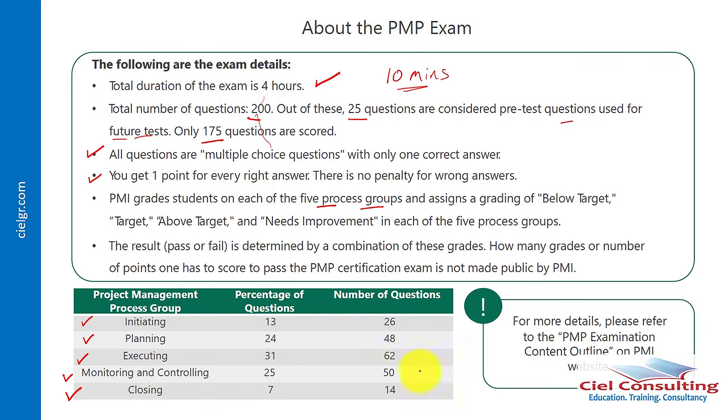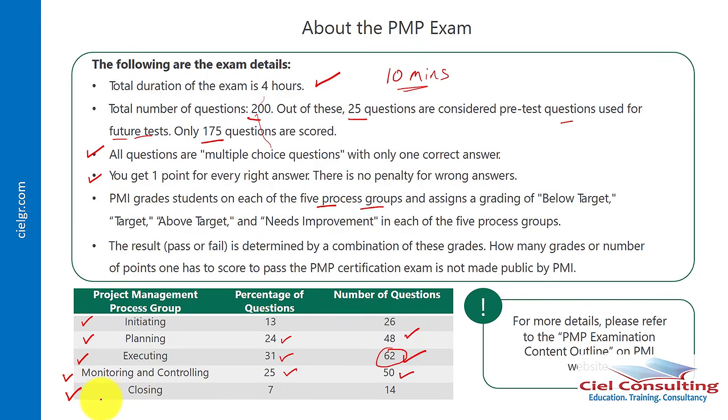Please understand that most of the questions you will see in the exam would come from the executing process group, where you're going to see about 62 of the 200 questions, which represents about 31% of the total examination questions. Then the next would be the monitoring and controlling process group, where you're going to see a total of 50 questions, and also 48 questions from planning, which represents 24% of the total number of questions.